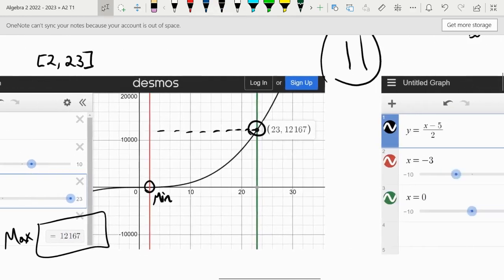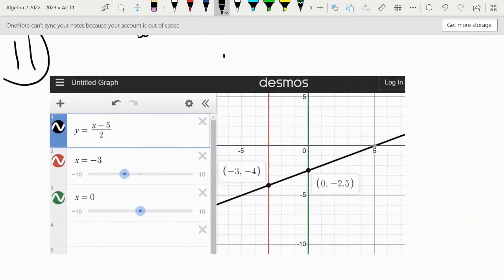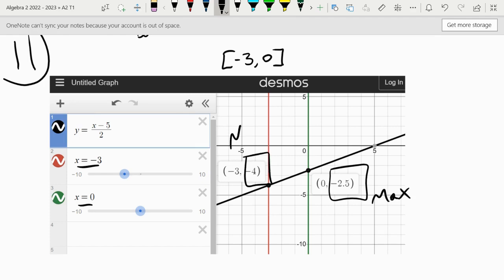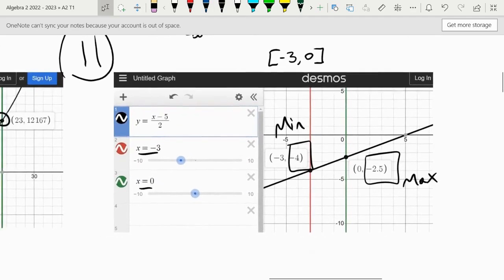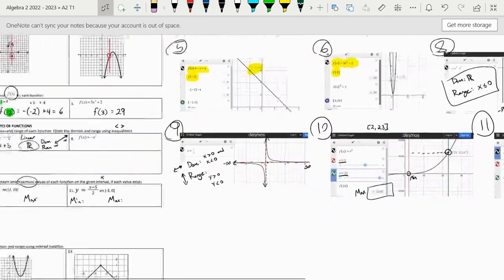Similarly, on number 11, we had the interval between negative 3 and 0. So I type in x equals negative 3 and x equals 0. I just typed in the function straight off the paper, and I'll actually give you the minimum and maximum for this one. The maximum would be right here at negative 2.5, and the minimum would be right here at negative 4. You just have to answer that question in the space provided on the review.